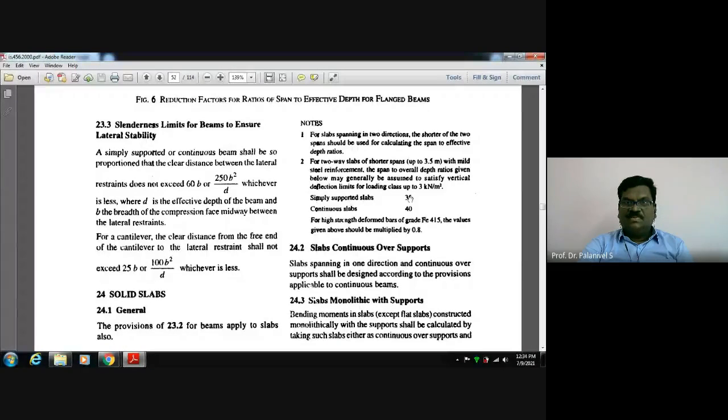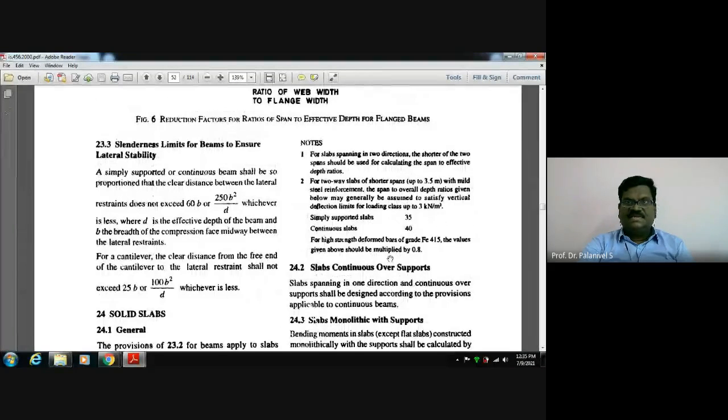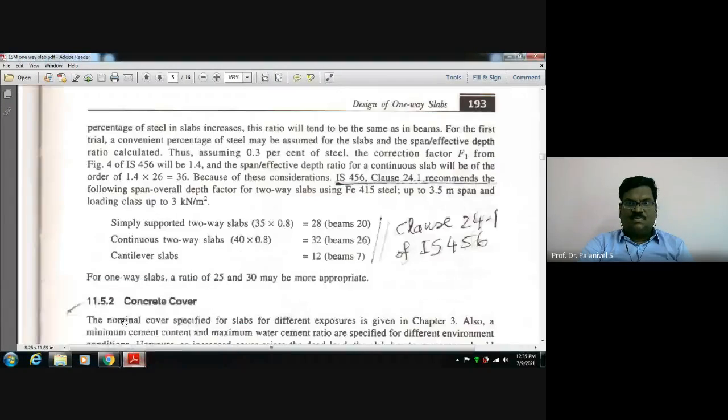Simply supported beam 35, continuous slab 40. These ratios are all given; you go through them. These are the general provisions. Okay, there are some guidelines, general provisions for design of solid slabs. You will see it while doing problems and you will understand. Now I am just showing the general provisions.